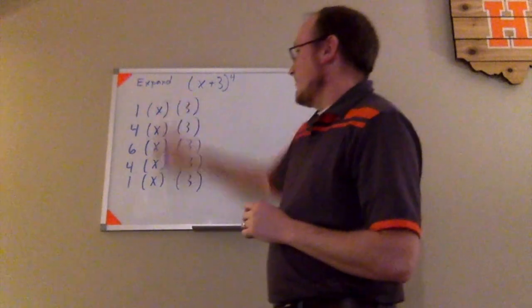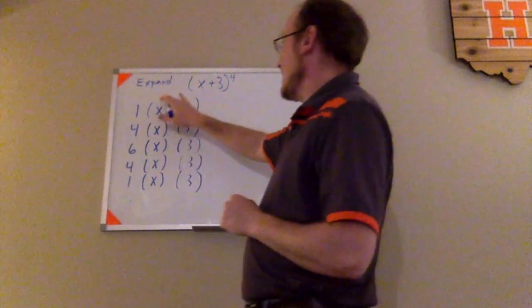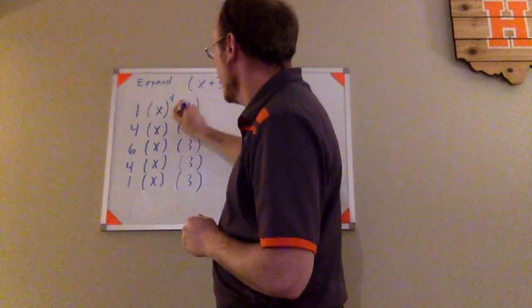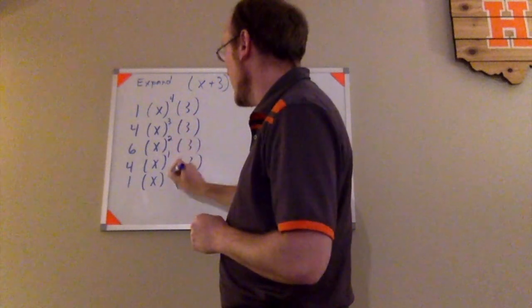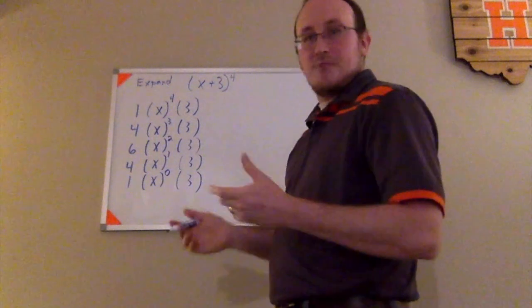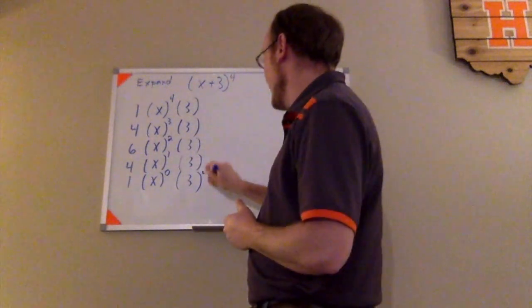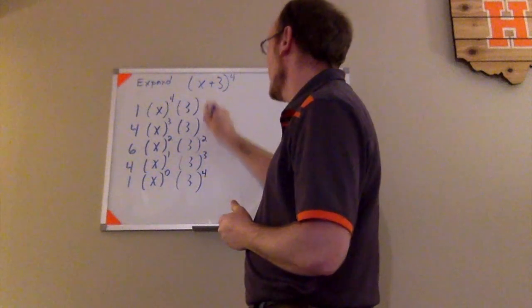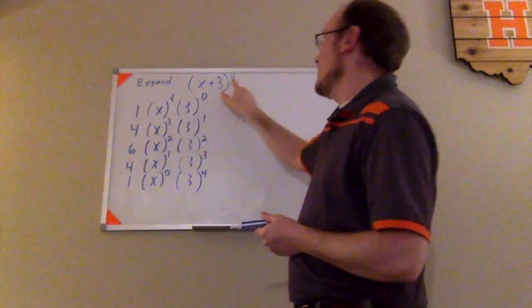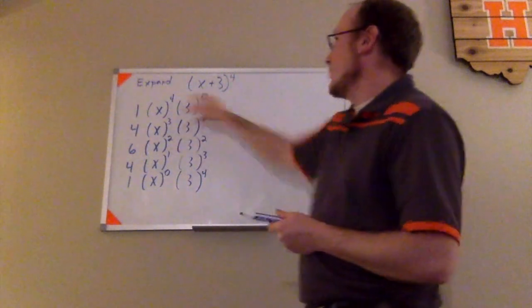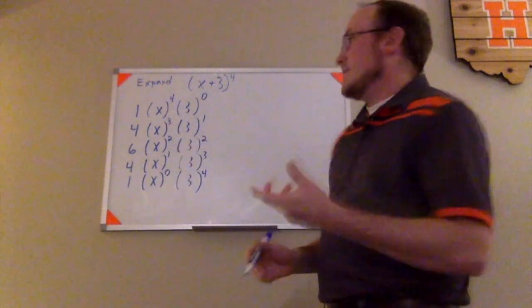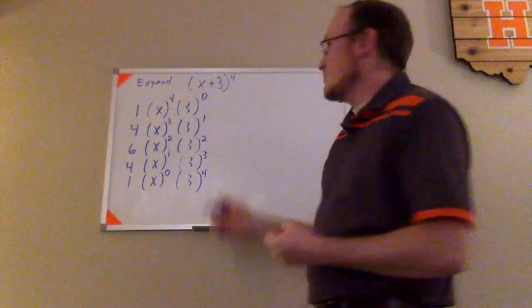Now, I'm going to fill in powers on this, starting with the x's, starting at the power that I see in here and just going down the line. So I go 4, 3, 2, 1, and 0. And then with the 3's, the second piece, I'm just going to go right back up the line the other way: 4, 3, 2, 1, 0. Again, the exponents that I'm putting on these two pieces should always total the exponent I originally had. 4 and 0 is 4, 3 and 1 is 4, 2 and 2, 1 and 3, and 0 and 4.